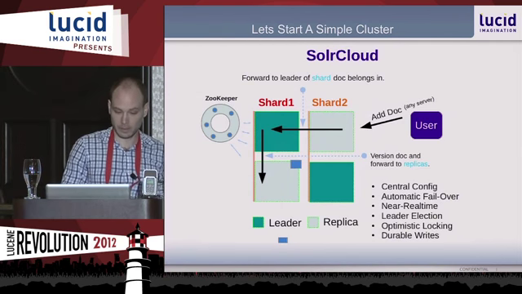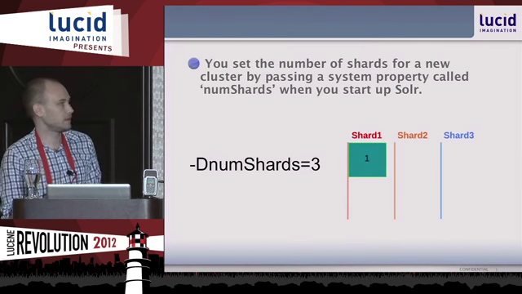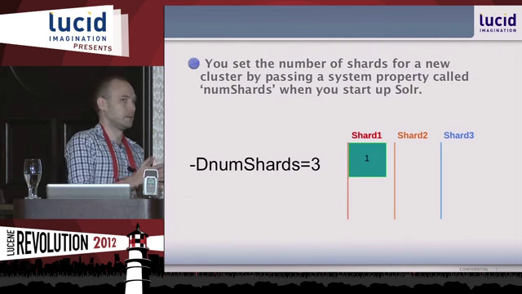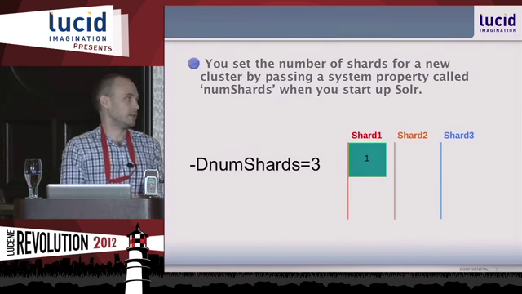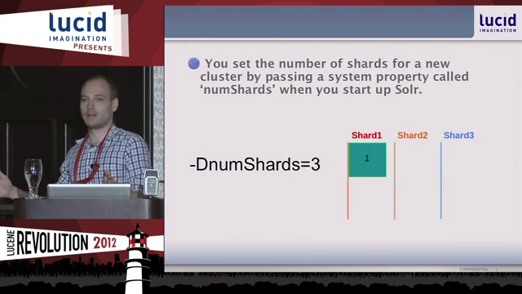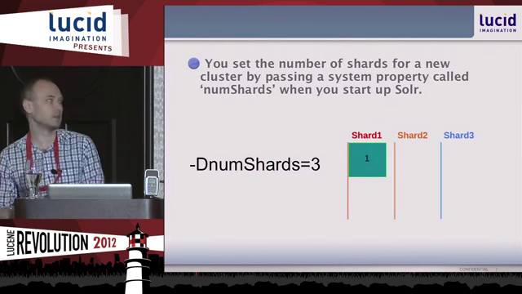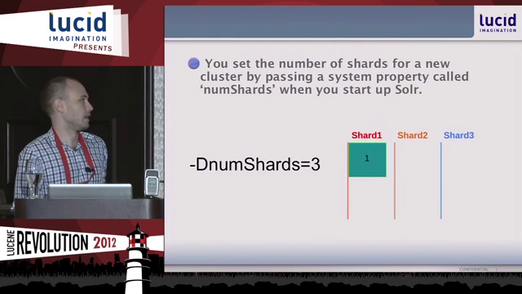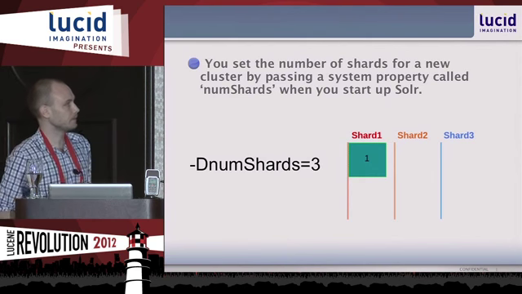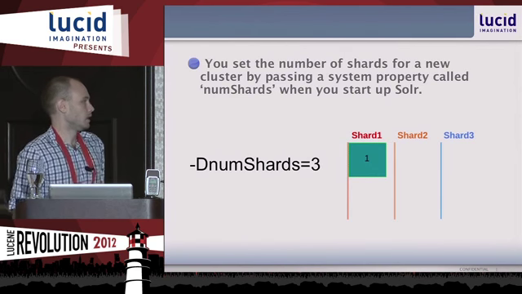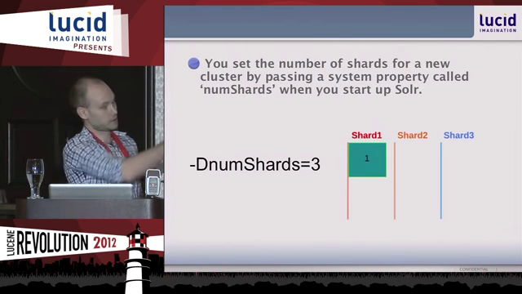And now we're going to start up the 4 Solr nodes. Before I do that, let me talk a little bit about how you control things. We have one knob at the moment to control how many shards you divide things into, and that also controls how many replicas each shard is going to have. The parameter you pass when you start up your Solr node is called numShards. In this example, numShards is set to 3, so there are 3 shards.